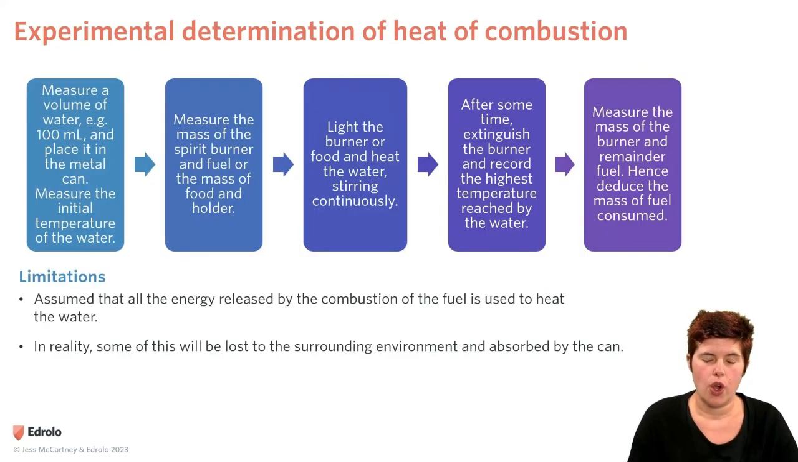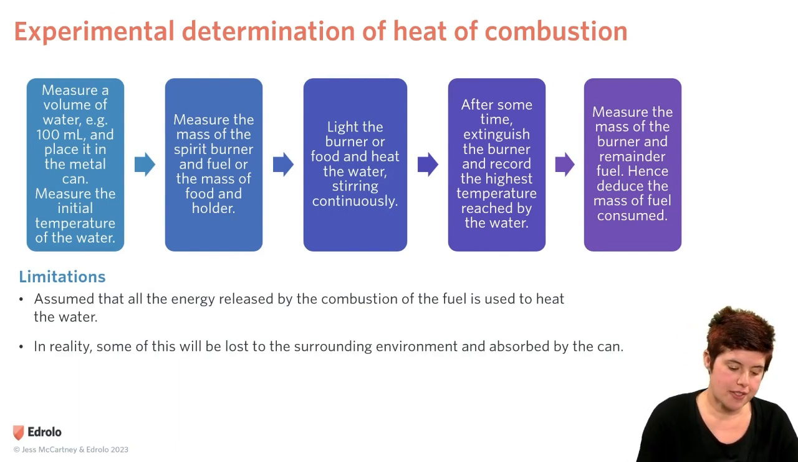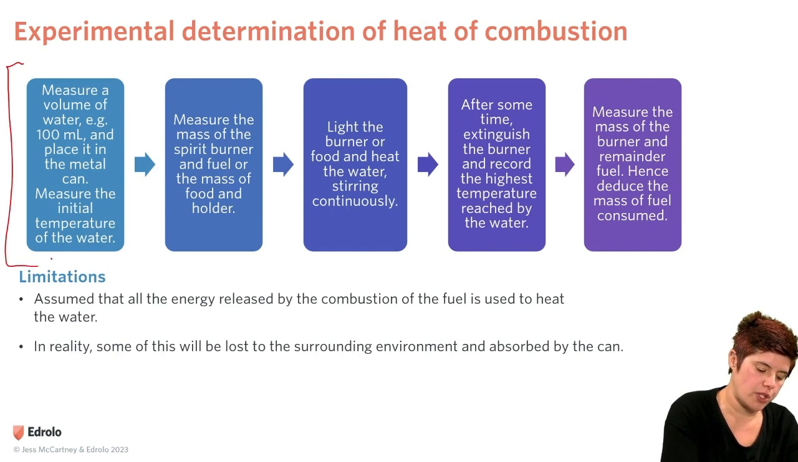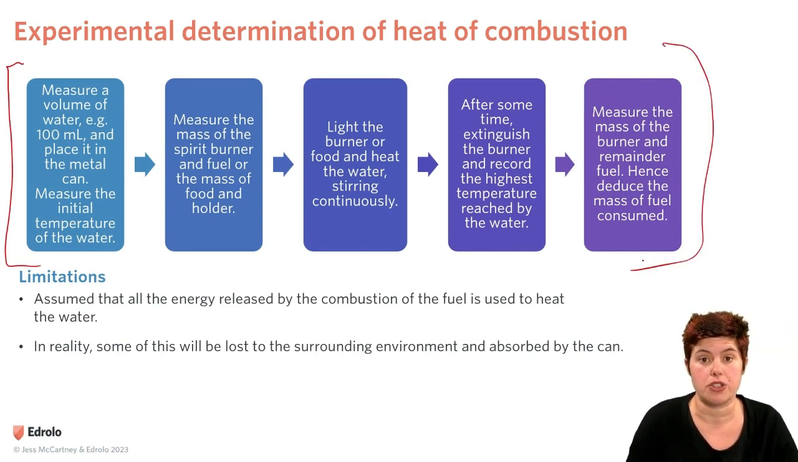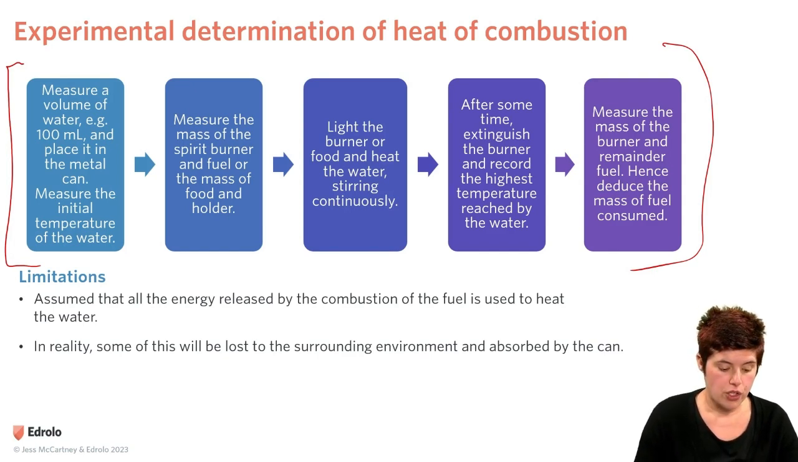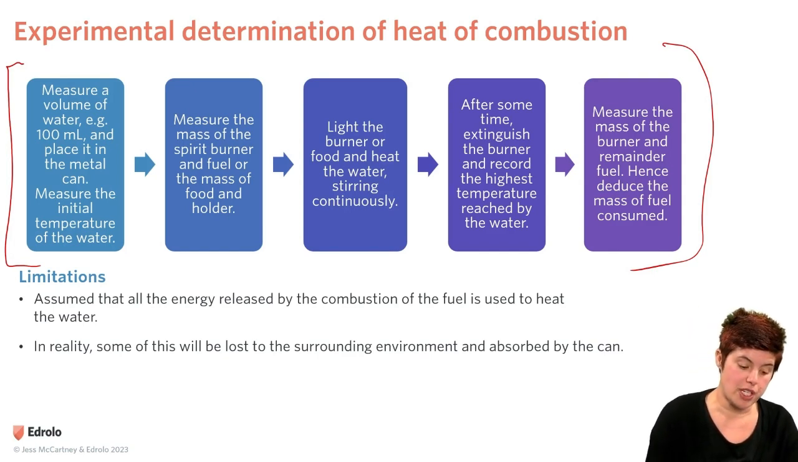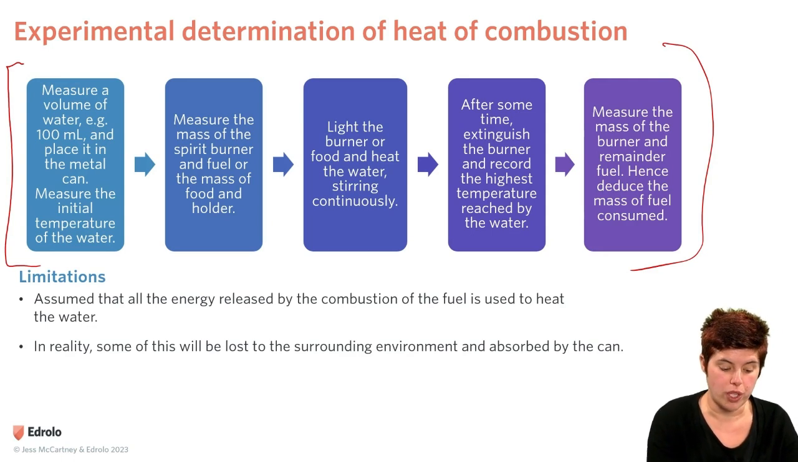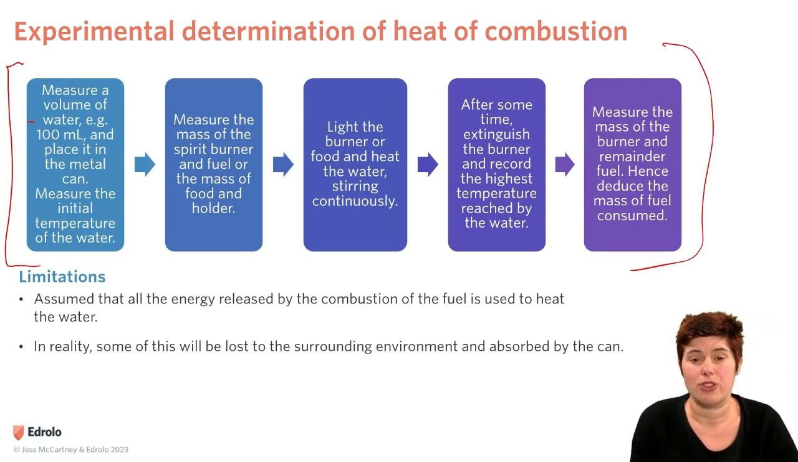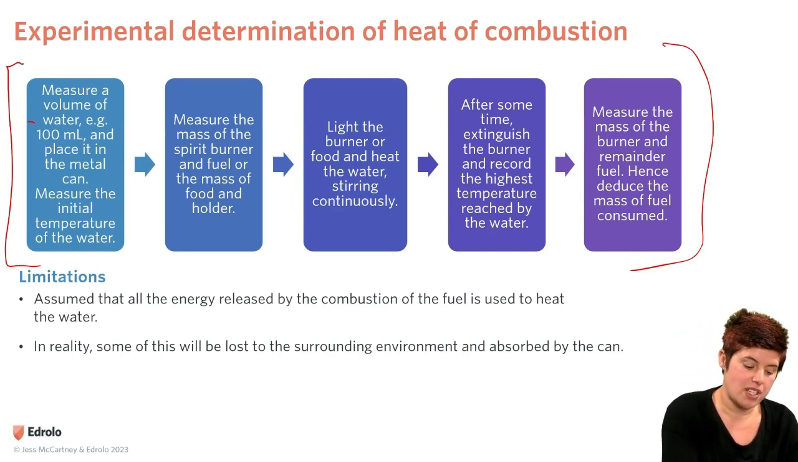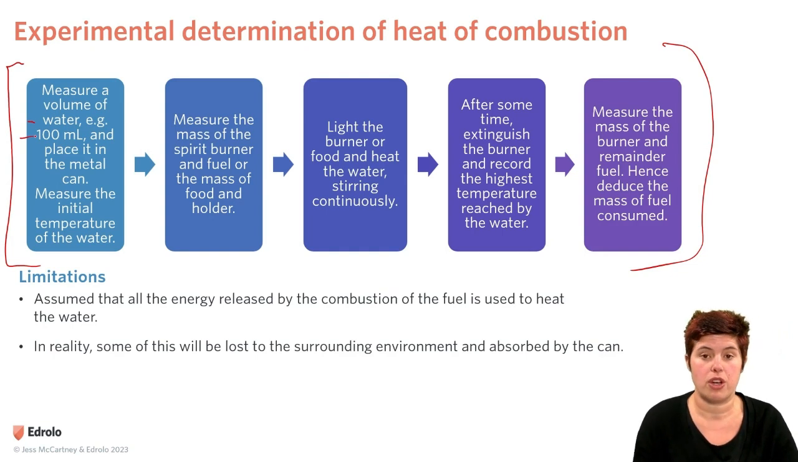So when we're thinking about the heat combustion in an experimental sense, there are some steps that we need to follow. So this flow chart helps identify each of these steps when we're trying to calculate the heat of combustion in an experiment. So the first thing we need to do is measure the volume of water. Now, it doesn't really matter what the volume of water is. It will probably depend on the beaker or the glassware that you're using. But say we say 100 mL, we would measure and place it in.